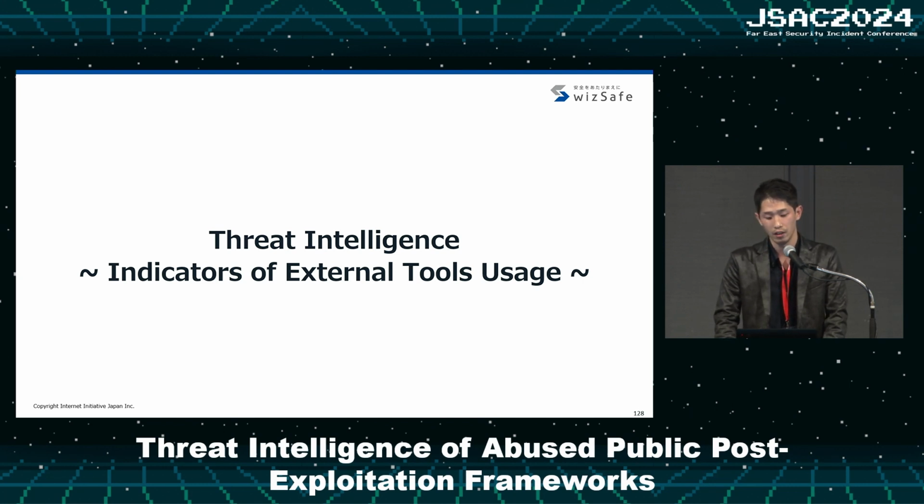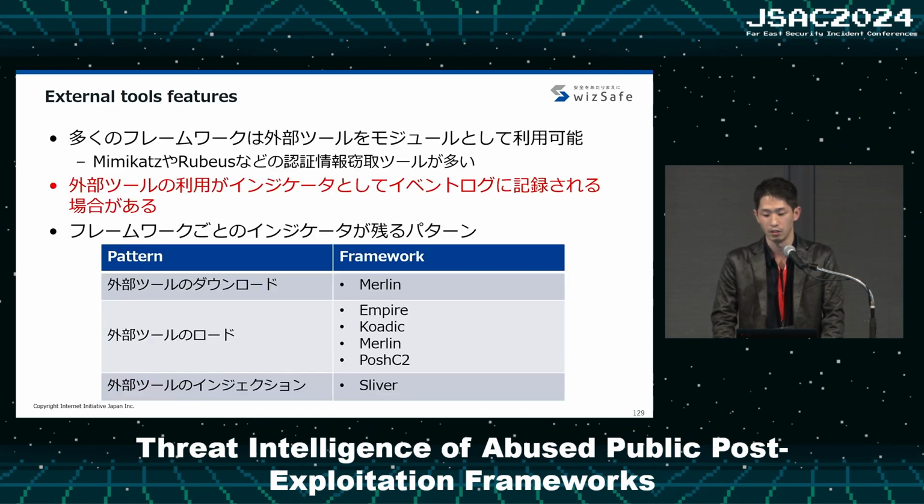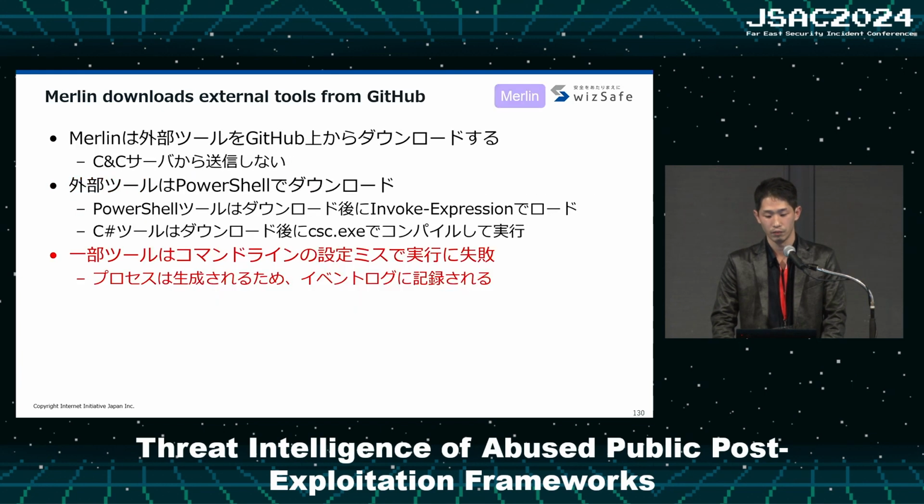And lastly, it's not about attack, but let's look at the indicators of external tools being used. As Takeda mentioned earlier, many frameworks use external tools as modules to expand their functionality. In our investigation, Mimikatz and Rubeus are often used. The authentication theft tools are often used. So the use of the tool can be logged, and you can use them as indicators.